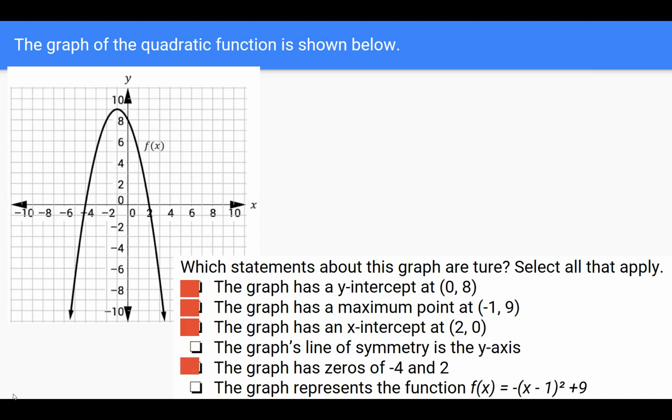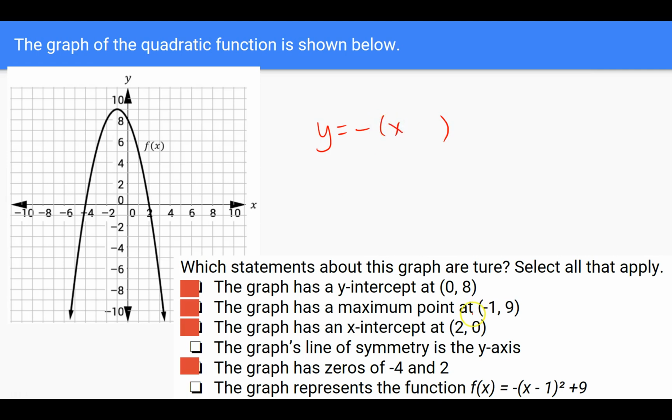All right, they gave me a vertex form, -(x minus 1) squared plus 9. No. How could we fix it? It is wrong. According to this, it opens down. Is that true? Does my parabola open down? Yeah, so that part's fine. So I would agree with the negative part.